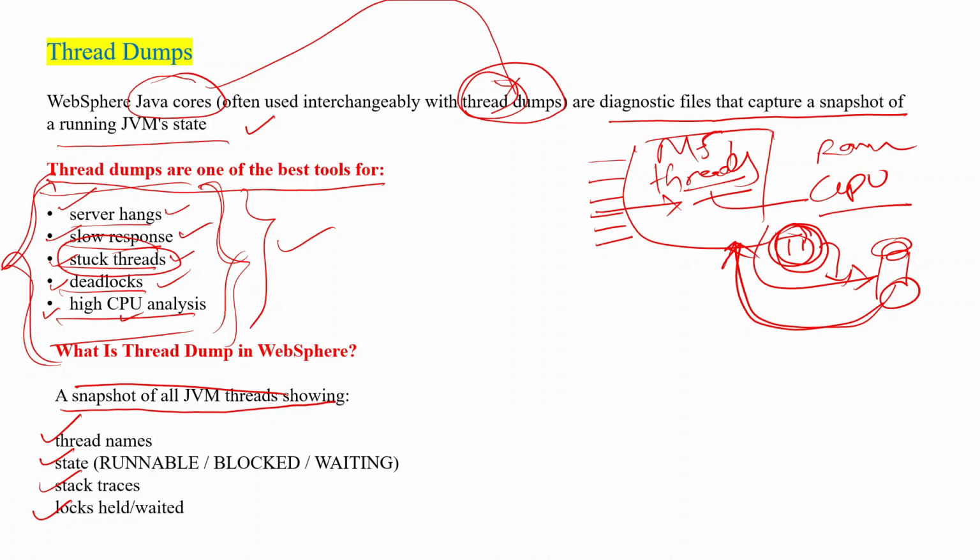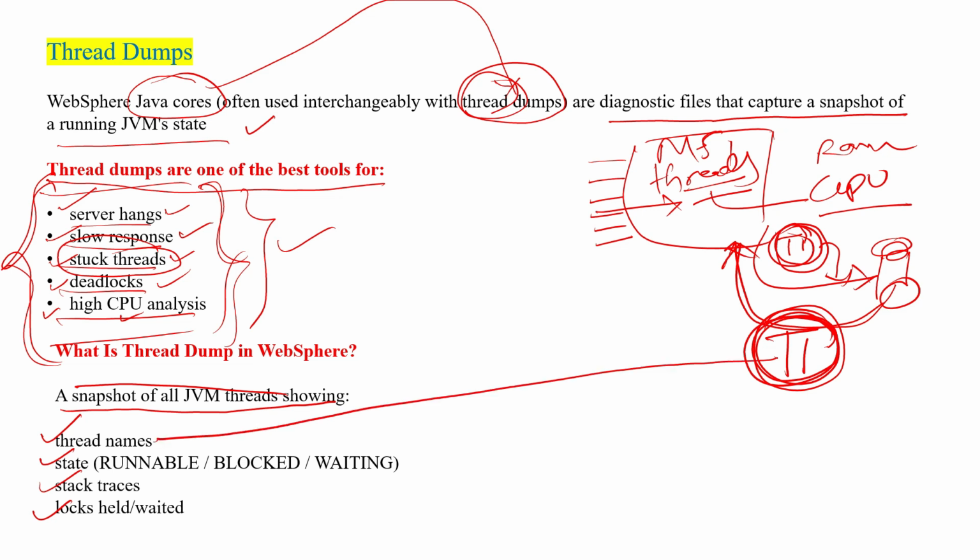Now suppose this is a thread T1, and this thread is processing a request for the DB query. For this particular thread, there would be a corresponding name. There would be a state of this particular thread, and there can be multiple states. For example, if it is executing the request at a particular moment, it could be runnable or running. If it is waiting for something, the state will be waiting. If it is blocked for any reason, such as long running queries, it could be blocked. So there would be different states.